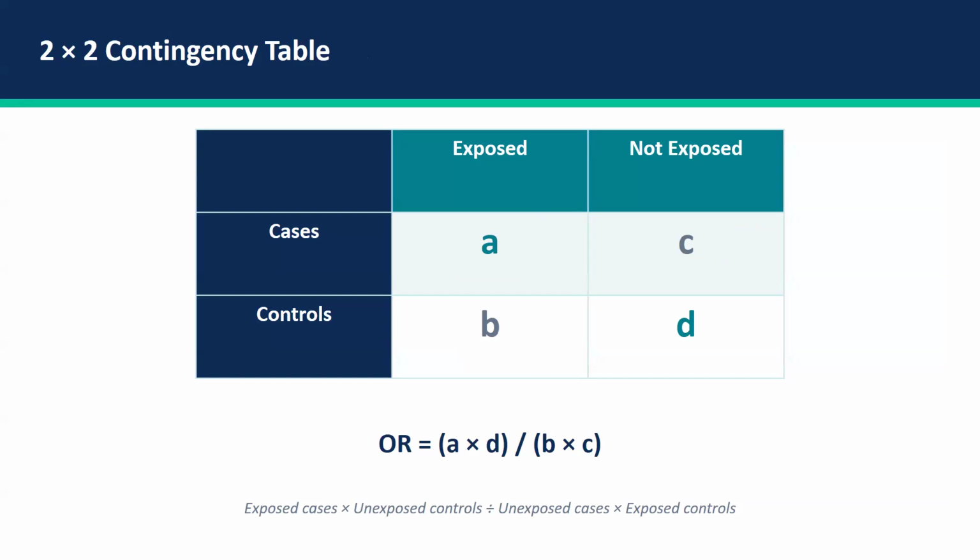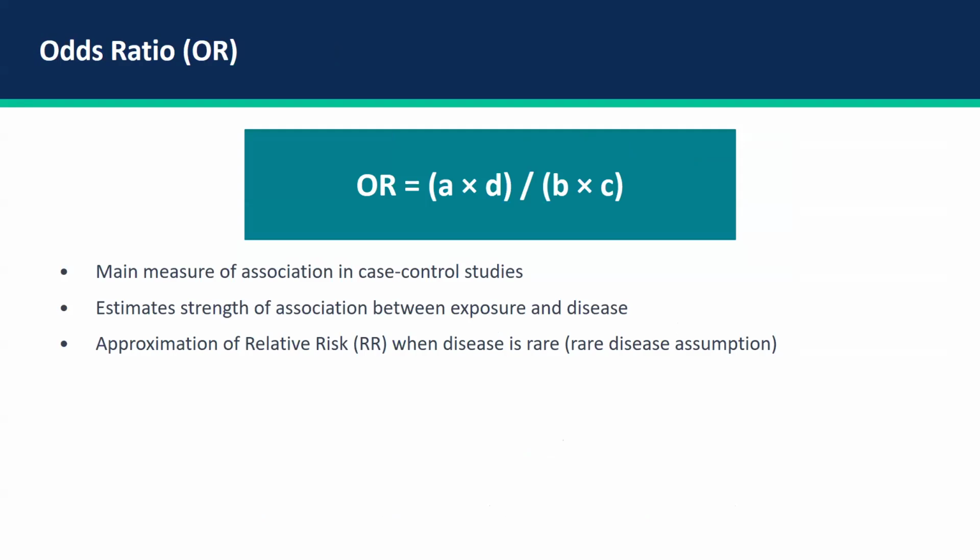So then we see the association. To see the association of the exposure and disease, we first have to make a 2 into 2 table where the cases and controls are taken on the vertical axis and exposed or not exposed to this factor is taken on the horizontal axis, and the odds ratio is calculated as a cross product, A into D divided by B into C. So this is the odds ratio.